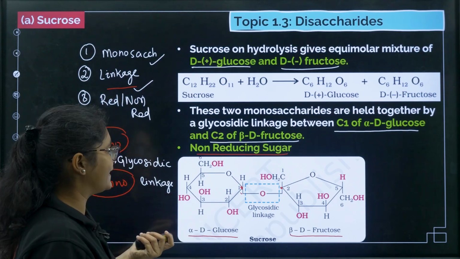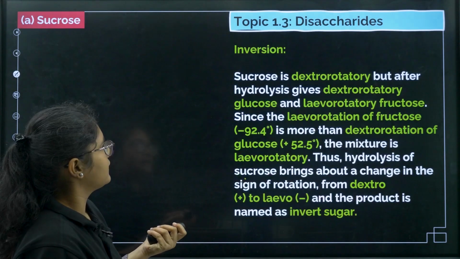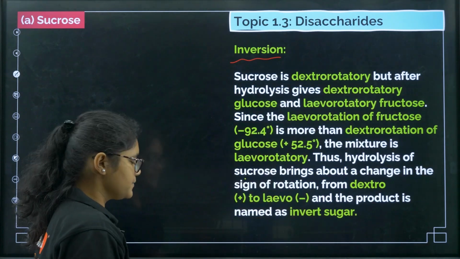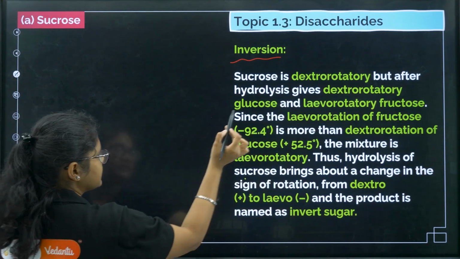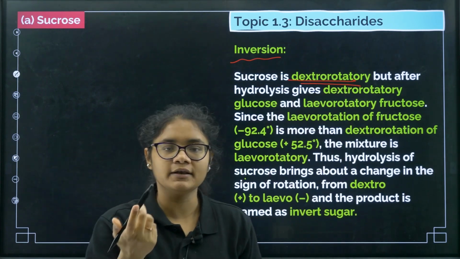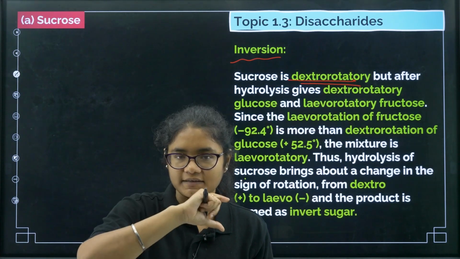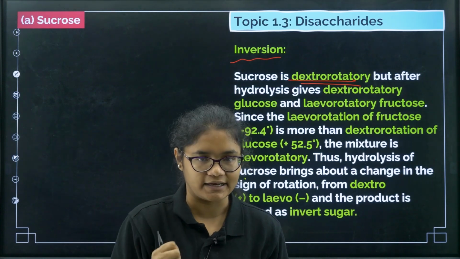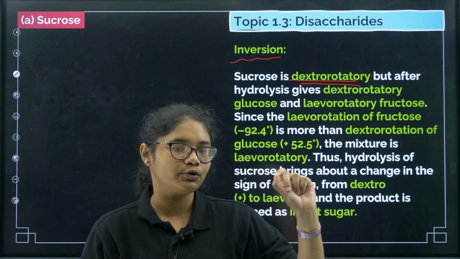Now we'll go to the next disaccharide. Okay, one more thing here, an important point about inversion we need to study. See, sucrose is dextrorotatory. If you just take a sucrose solution and pass plane polarized light through it, it will rotate in a clockwise direction, and we call it dextrorotatory.